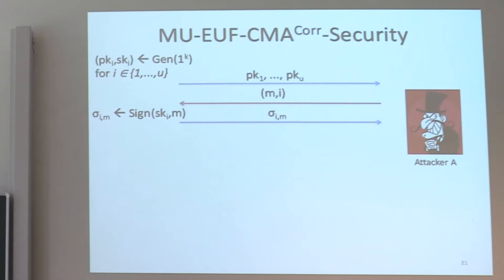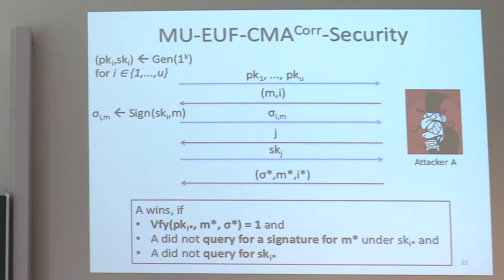And second, the attacker is allowed to adaptively corrupt users here, which means it outputs some index J and it receives back the corresponding secret key. And finally, the attacker outputs three values: a signature sigma star, a message m star, and an index I star.